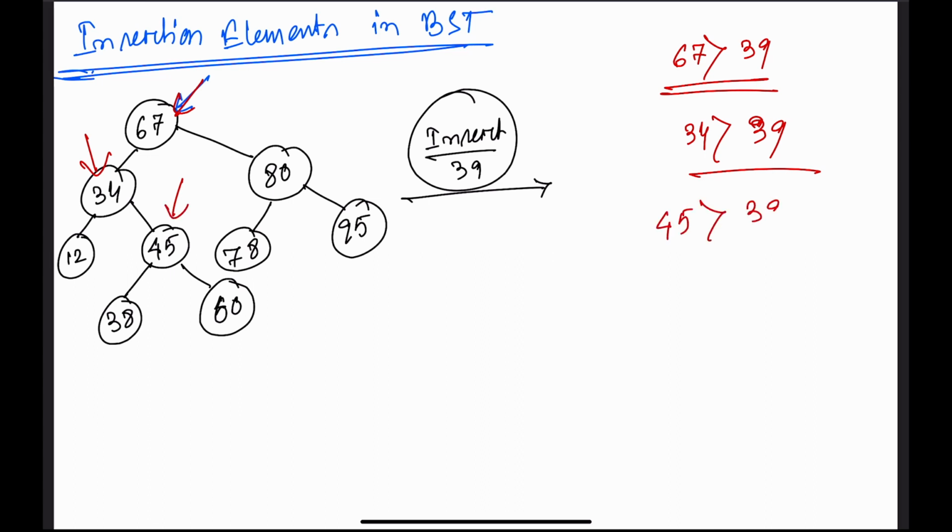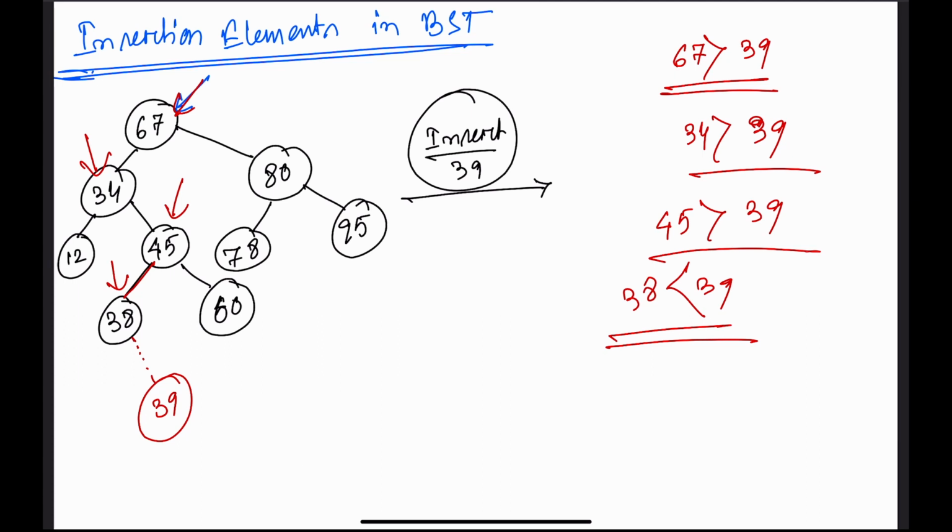45 is greater than 39, obviously. Then it is coming here. Now 38 is less than 39. That means 39 is greater than 38. That means this part would be added here. In this way we can insert. The time complexity of insertion would be O of h, where h is the height of the tree. Why height? 1 2 3 4, like all the levels we are going through, right? So in this way.